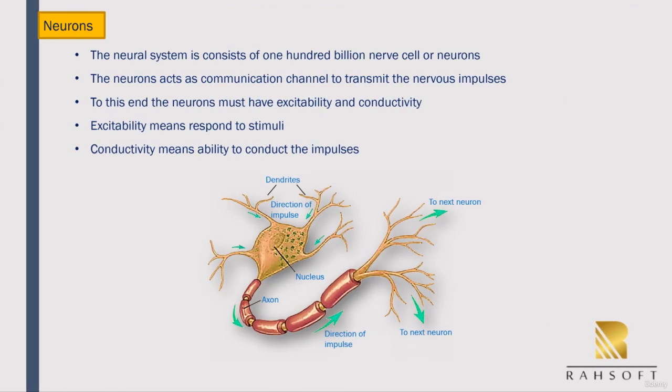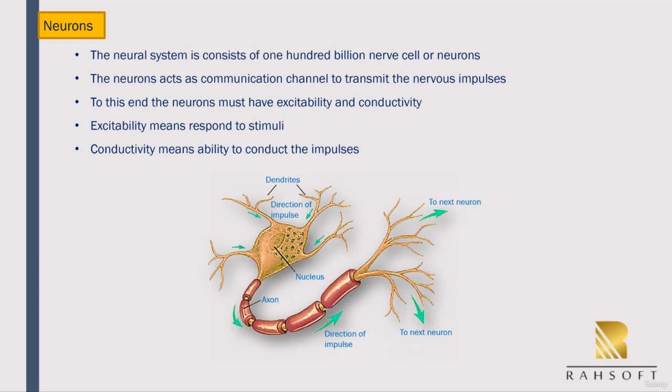So how does this all work? How do the nerves help convey this signal from the brain and then have it conveyed back to it so that an action can occur? The neural system consists of 100 billion nerve cells called neurons, and this is how everything is done. These neurons act as the communication channel to transmit the nervous impulses to and from the brain.